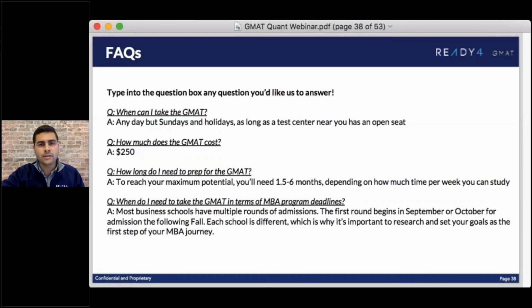Some frequently asked questions we get about the GMAT. The first, when can I take the GMAT? So you can take the test any day except for Sundays and holidays, as long as there's a test center near you that has an open seat. The cost of the GMAT is $250.